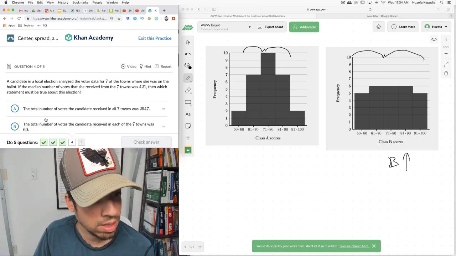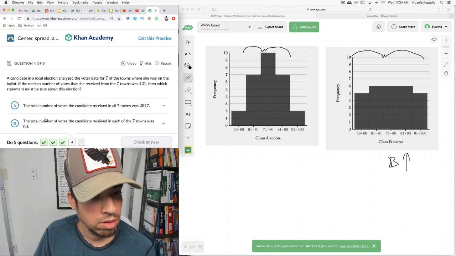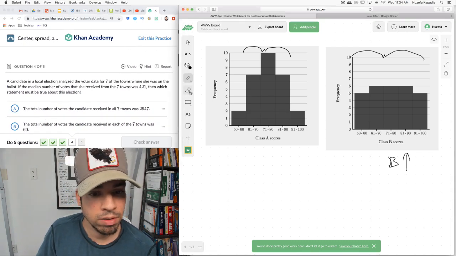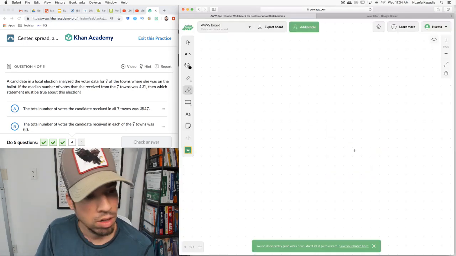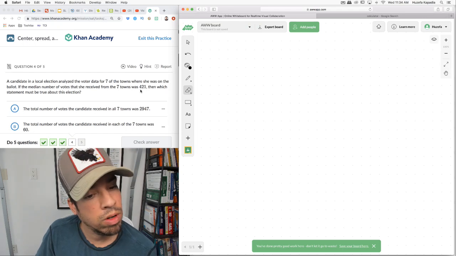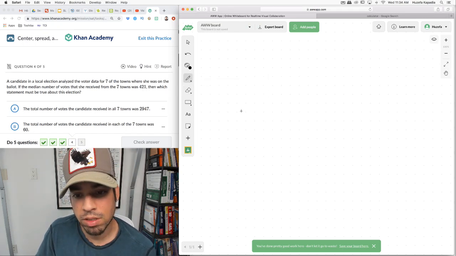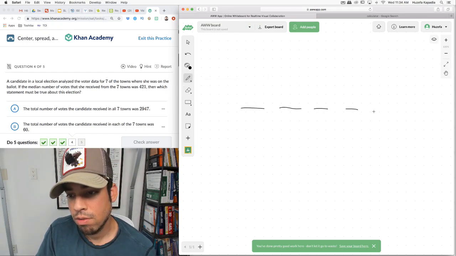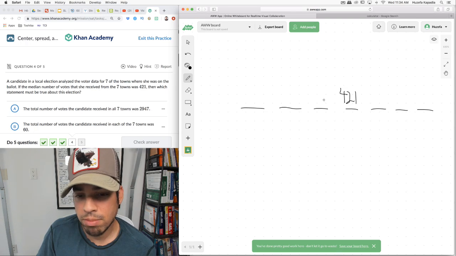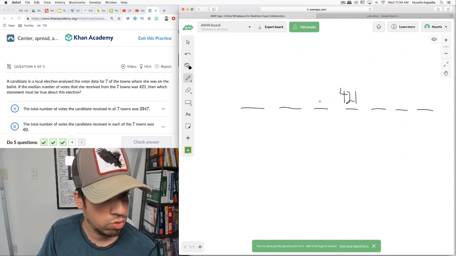Okay, next, a candidate in a local election analyzed the voter data for 7 of the towns where she was on the ballot. Is there a graphic? Wait. If the median number of votes that she received from the 7 towns was 421, let's write this out. 1, 2, 3, 5, 6, 7. So here's 421 right in the center, right? And then which statement must be true?